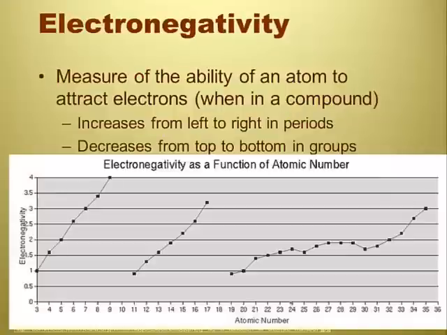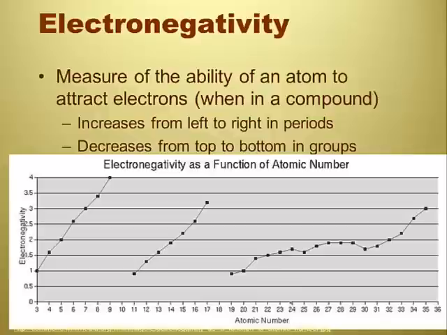Wait, didn't we just do electron? Oh, this is electronegativity. Yeah, electronegativity, a little bit different. Okay, and I think this might be the last one. Ooh, cool. All right. So electronegativity is the measure of the ability of an atom to attract electrons when in a compound. That's how this is different from the last one. The last one was single standalone atoms. This is when you're in a compound.